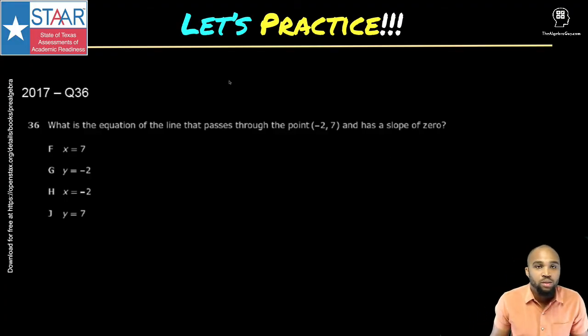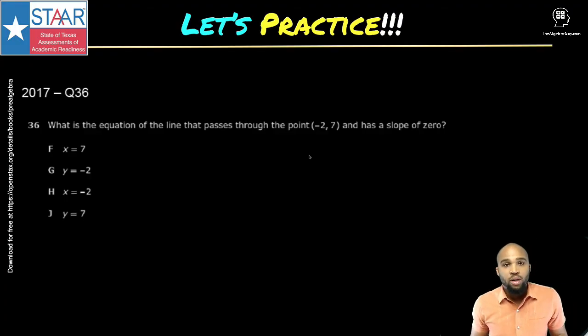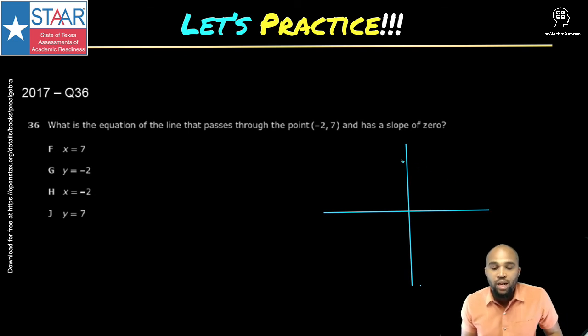So here's one of the questions a few years ago that showed up on STAR regarding this particular skill. What is the equation of the line that passes through the point -2, 7 and has a slope of 0? Now, if you've gotten really comfortable with these, you could probably answer the question straight away. But if you needed some assistance and maybe forgot, I would encourage you to draw a graph and just sketch out what they're talking about.